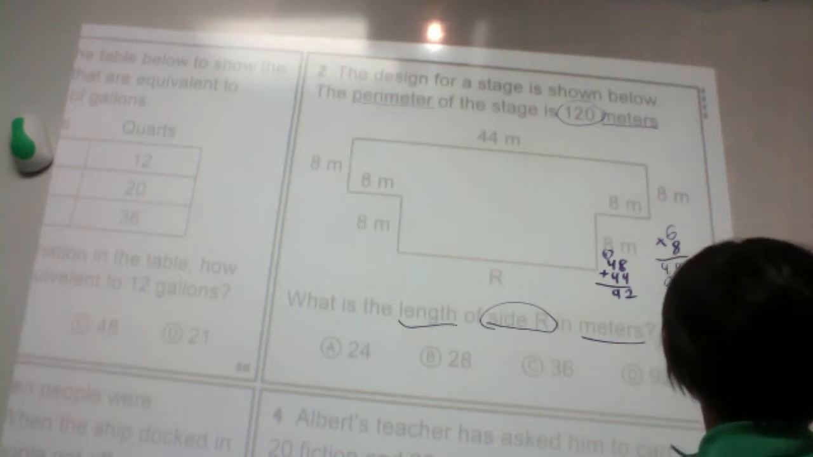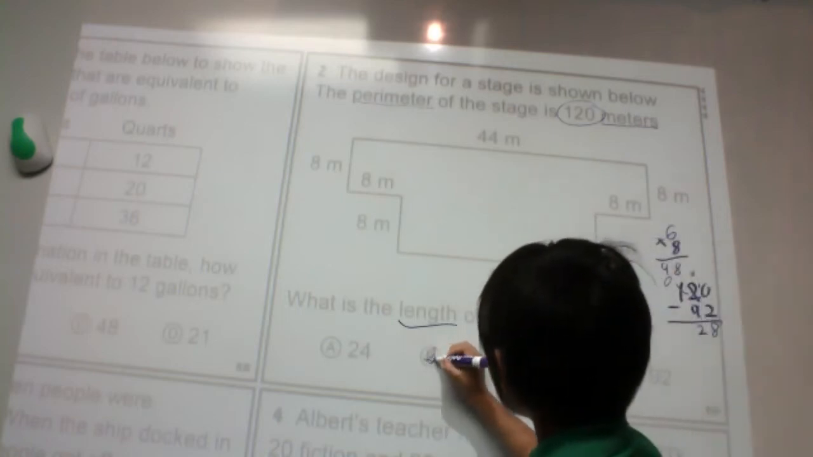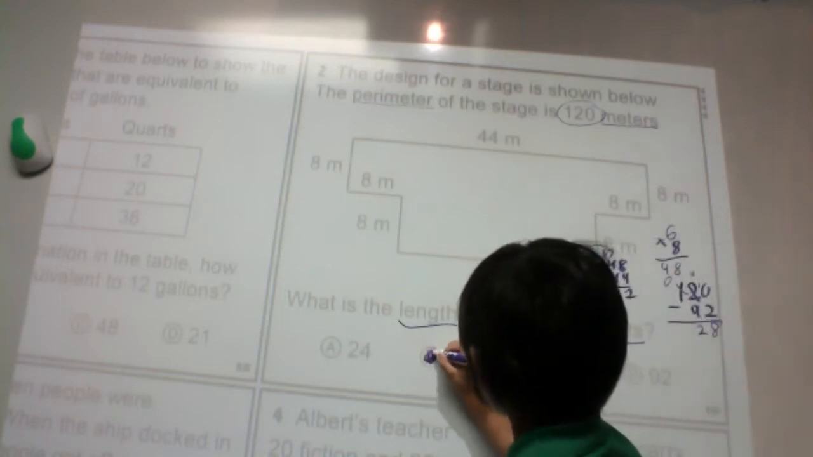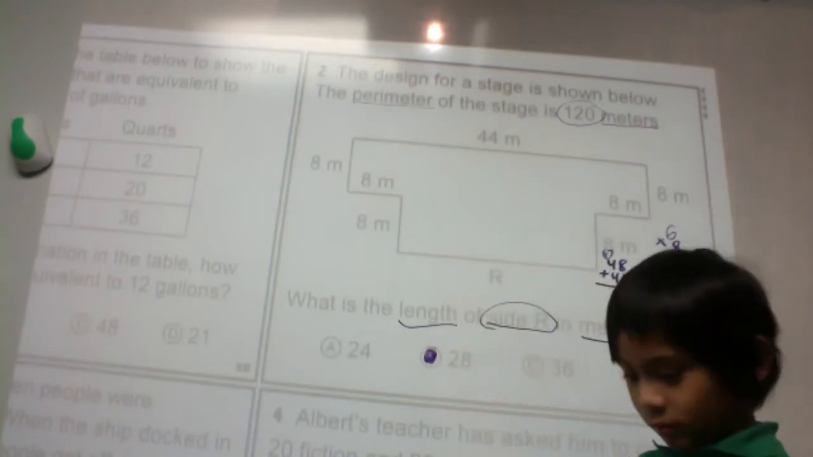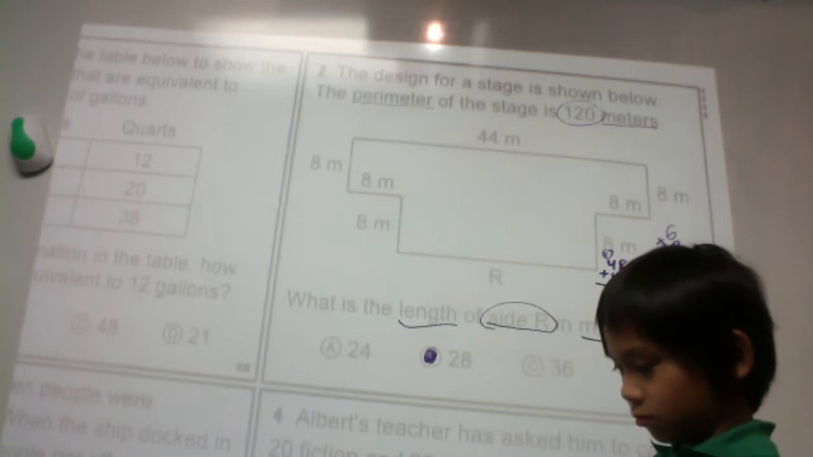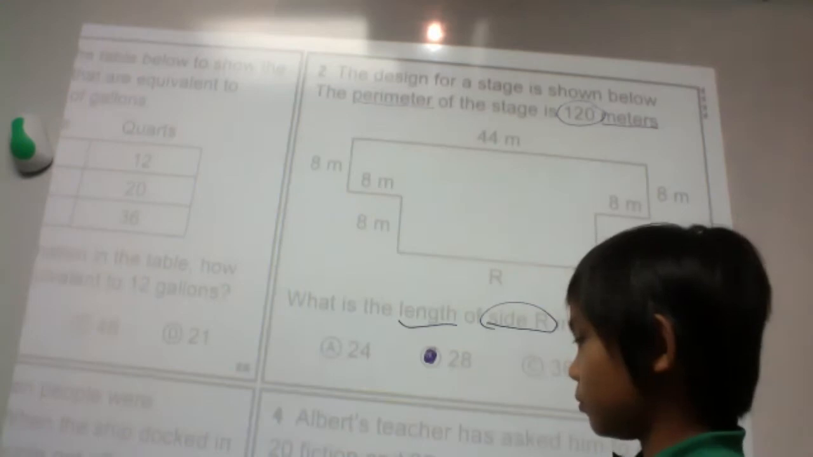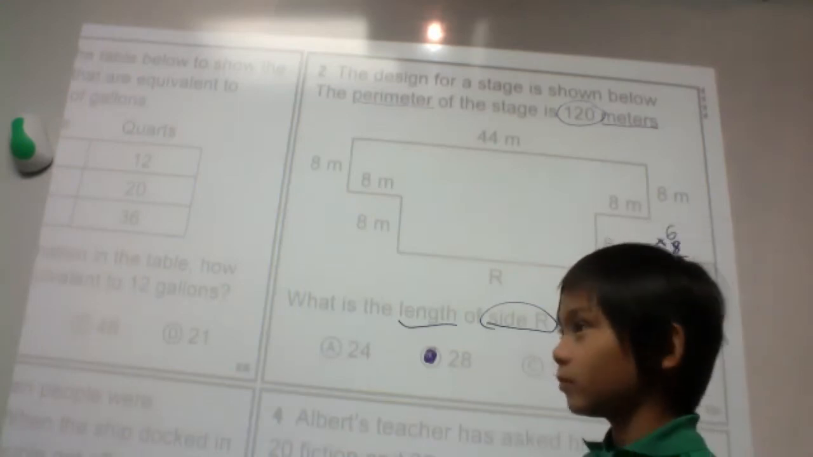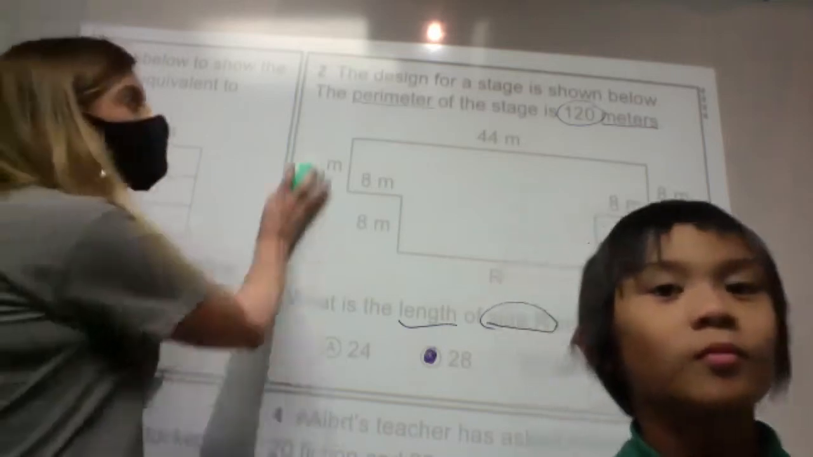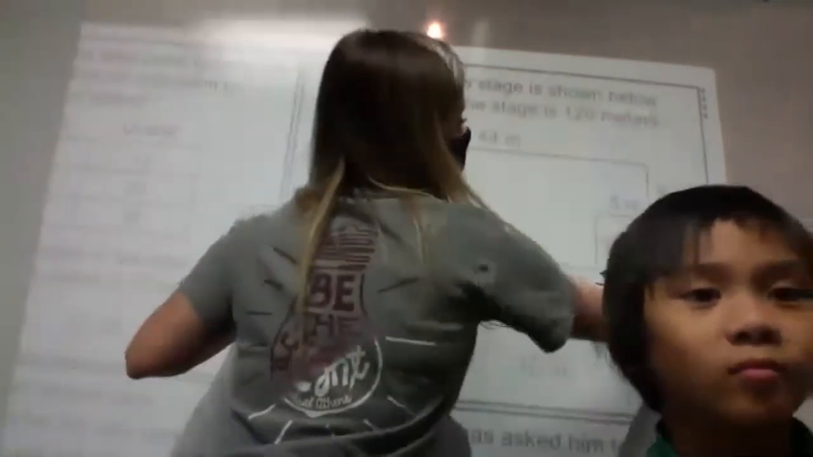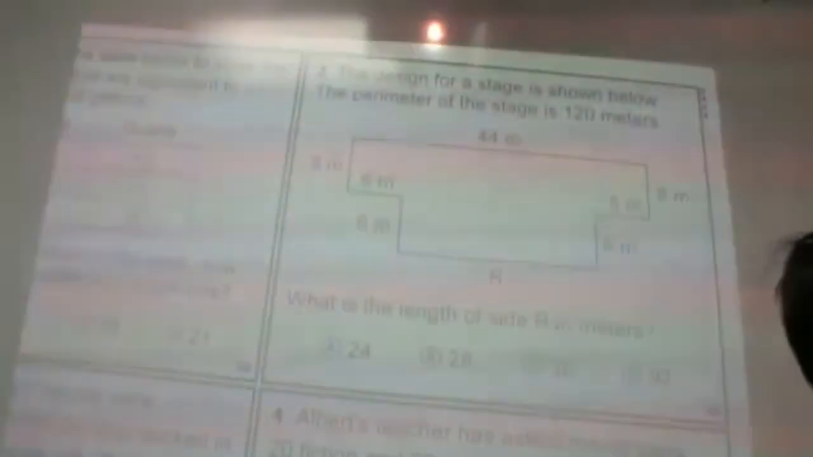Okay, are we all done? Thumbs up if you got what Bobby got. 28 meters. Chase, what'd you get? Okay, then I need you to show me a thumbs up. Very good, Bobby. That was awesome. All right, who do you want to go next? Dante. All right, Dante, come on.